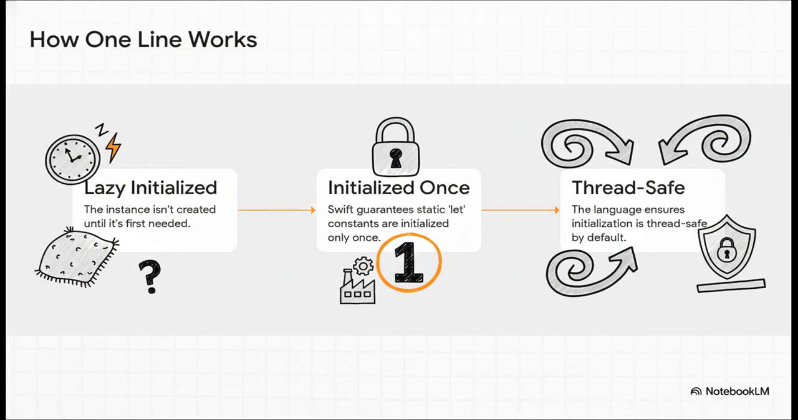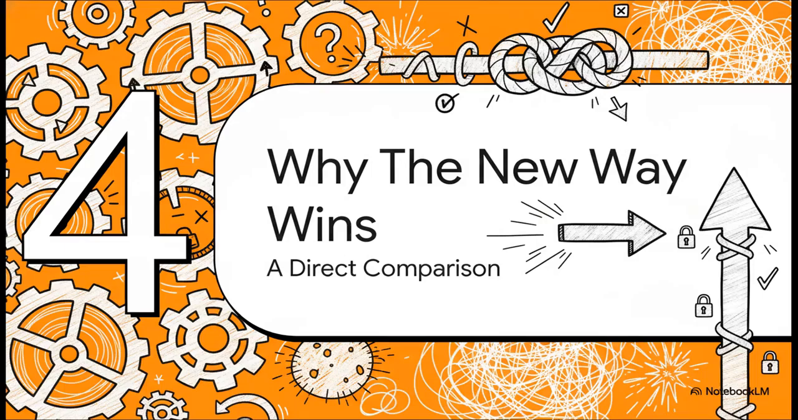So how on earth does one line do all of that work? Well, it's pretty brilliant. First, it's lazy. That My Manager instance isn't even created until the very first time somebody actually needs it. Second, because it's a let constant, the language guarantees it can only be set one time. And third, and this is the real magic, Swift itself guarantees this whole process is thread safe. It does all the locking and checking behind the scenes for you so you don't even have to think about it.